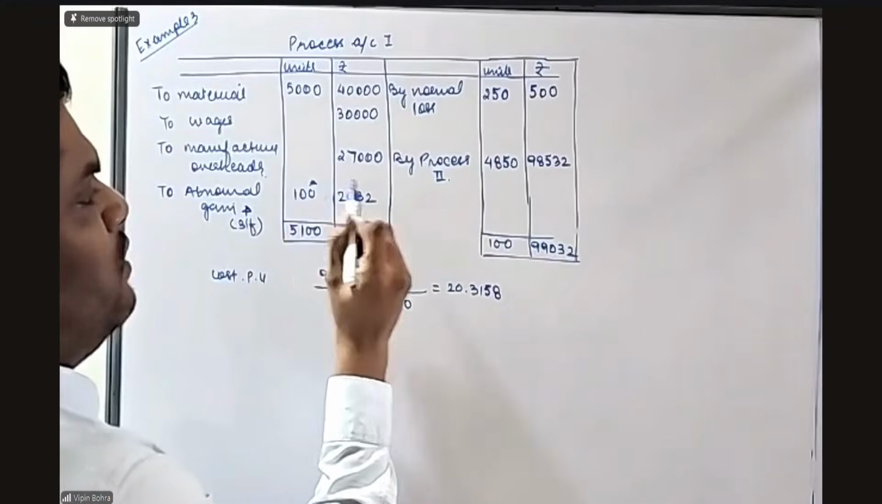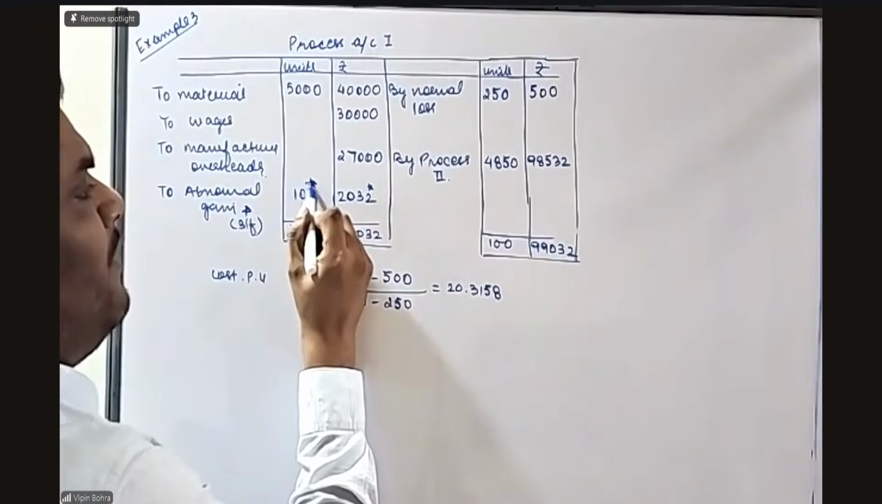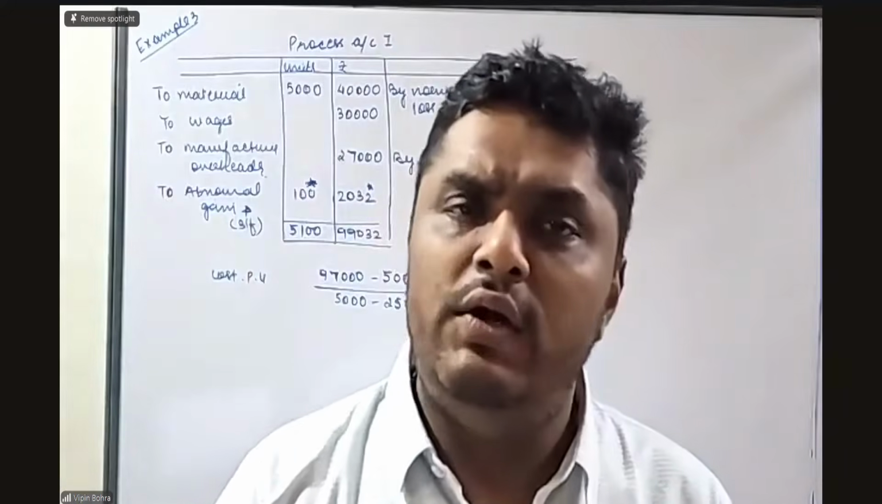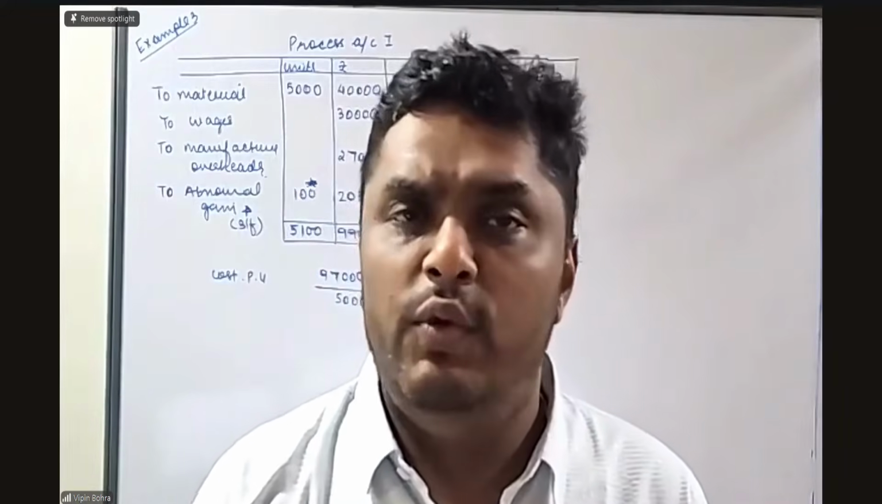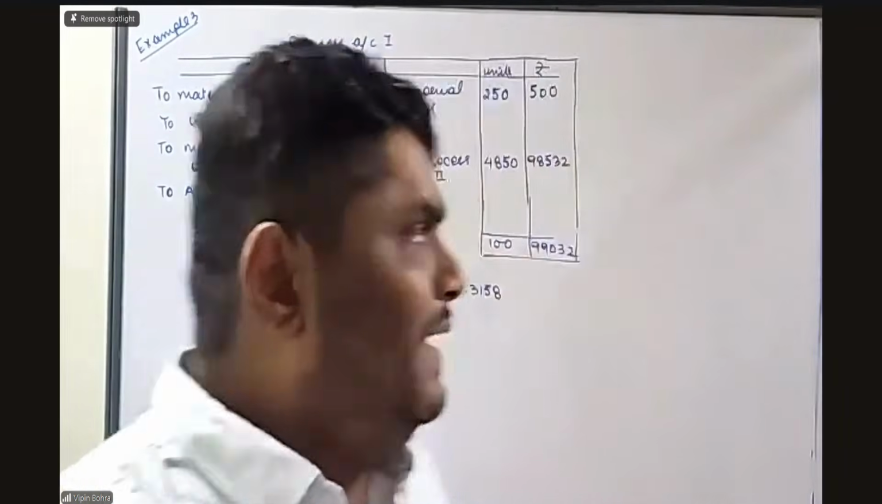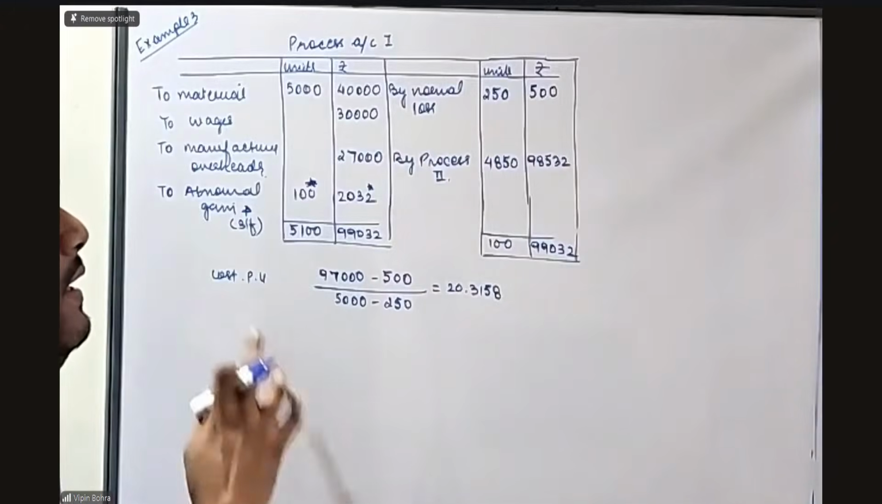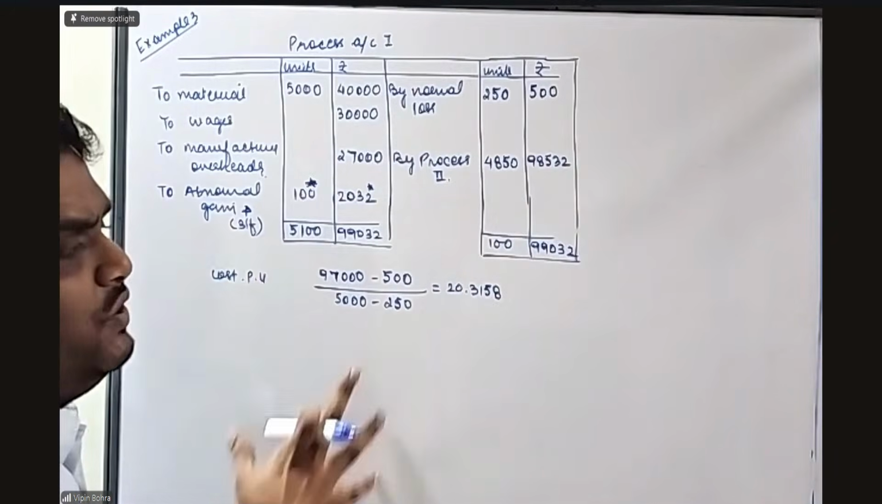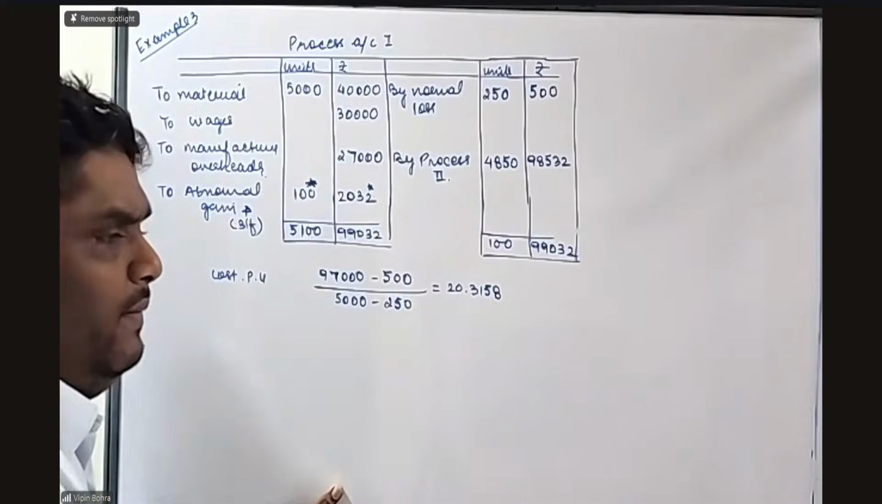We can say this is also the balancing figure. So both the approaches, either you can calculate also, or you can keep it as balancing figure. Both the approaches are correct. So when talking about abnormal gain, it is to be shown in the debit side of the process account, and thereafter it is to be transferred to costing P&L.